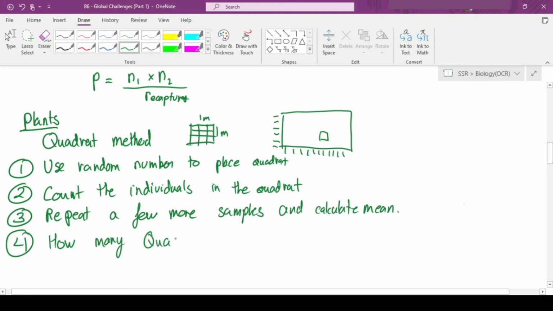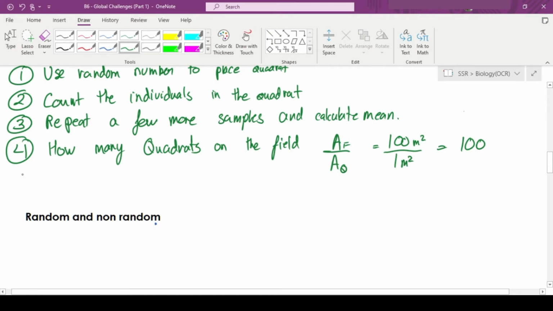Your next step is to figure out how many quadrats will fit on the field or in the area that you're sampling. So you're going to take the area of the field and you're going to divide it by the area of each quadrat. To use an example here, let's say that our field is 100 meters squared, and then our quadrat is 1 meter squared, so we would fit 100 quadrats on that field.